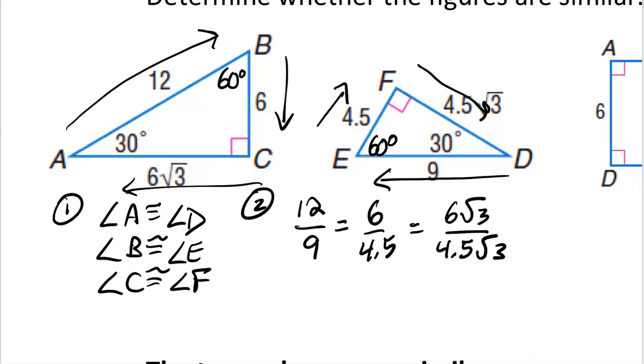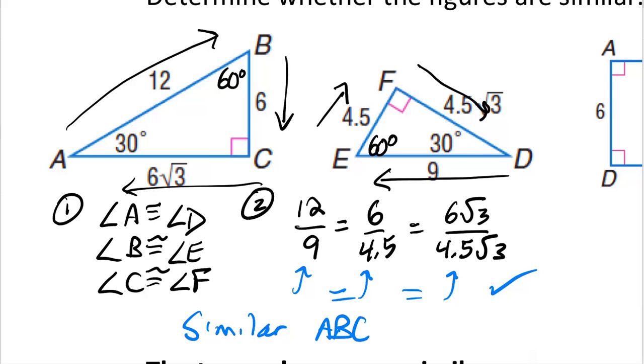I don't have a calculator, but you can determine, do each of these equal each other? If they do, then we would say they're similar triangles. But that's only if they equal. The similarity statement, if they are similar, would be ABC is similar to DEF. Make sure you get the order correct.